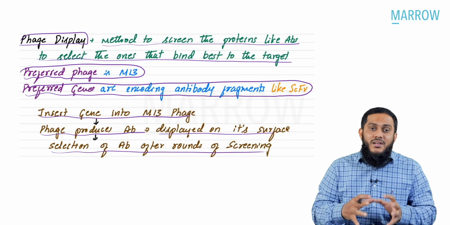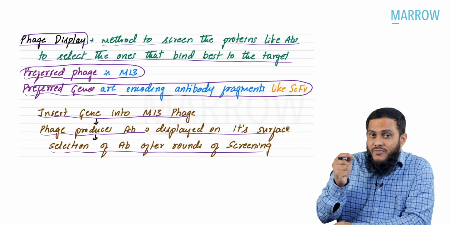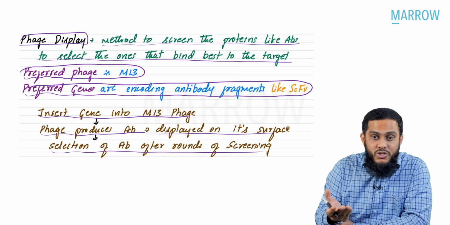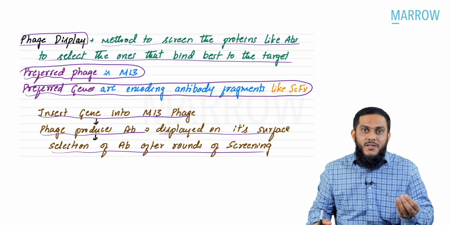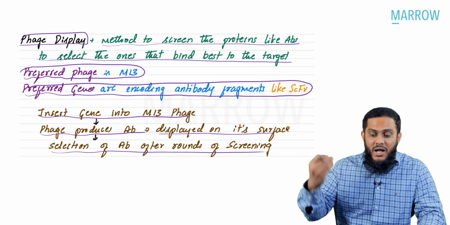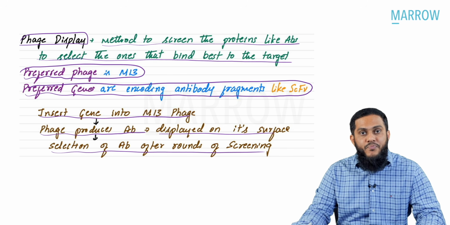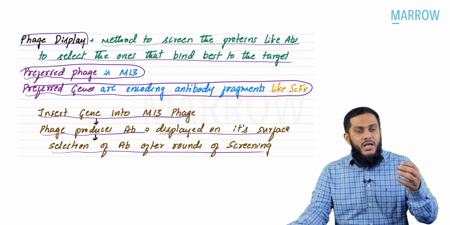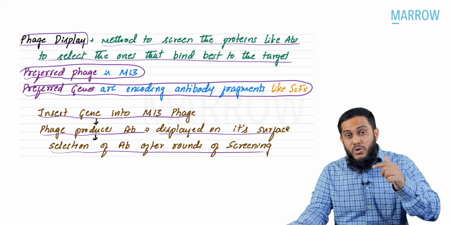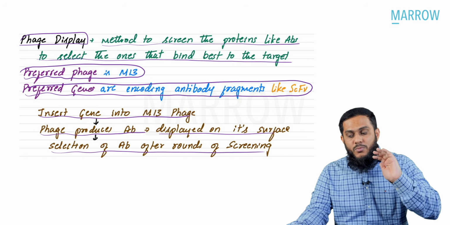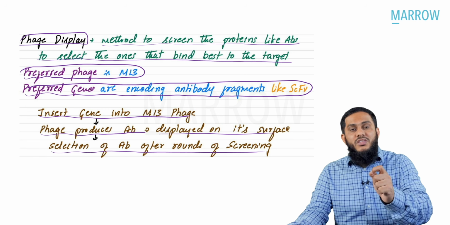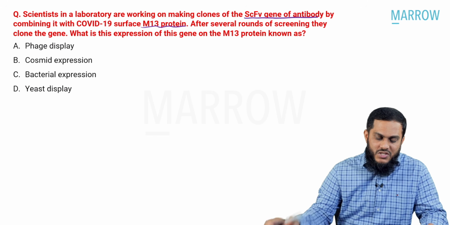Though it is a question purely from genetics and biochemistry, this mechanism is usually used in pharmacology to produce monoclonal antibodies. M13 is a bacteriophage where you insert the genes which produce antibodies, and the phage produces antibodies and displays them on its surface. Then we have to screen and select the best antibody that binds to the target. This procedure is known as phage display.